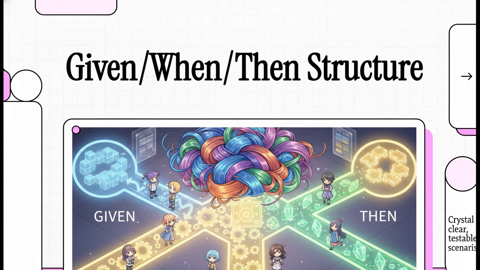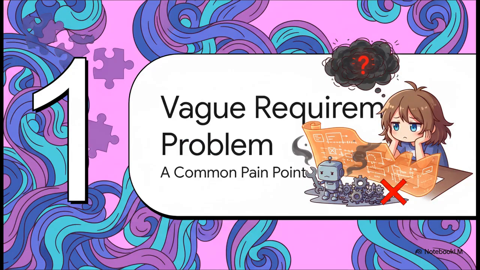All right, let's talk about something that drives pretty much every project a little bit crazy: vague requirements. We're going to break down a really simple but super powerful structure that can take those confusing requests and turn them into crystal clear scenarios that you can actually build and test. Let's dive in.